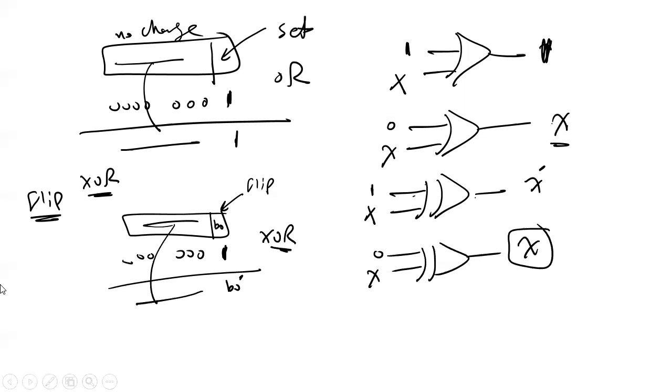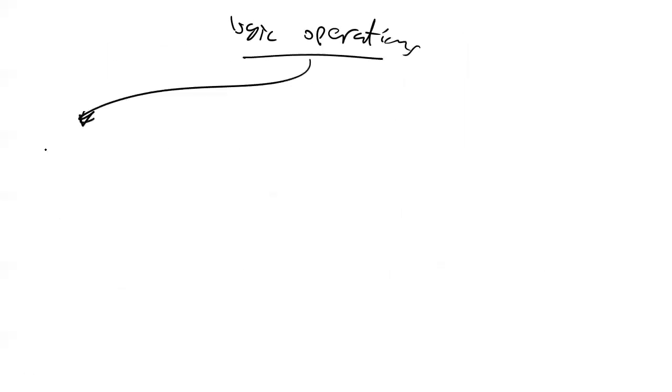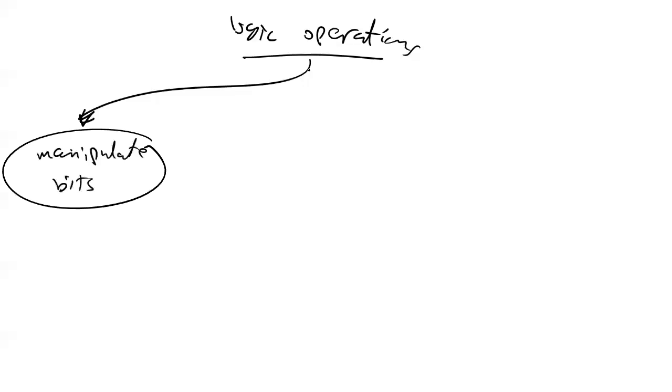One more thing, guys. Actually, we can use logic operations to do one of 2 things. You can manipulate bits, as I explained. Also, you can use the logic operation to check if some bits are 0 or 1.